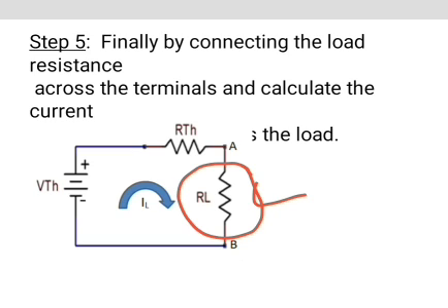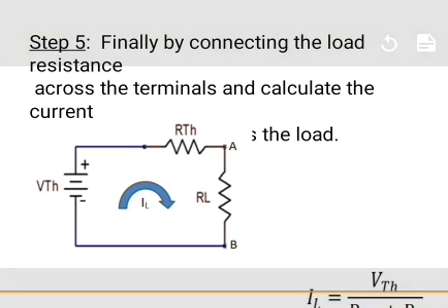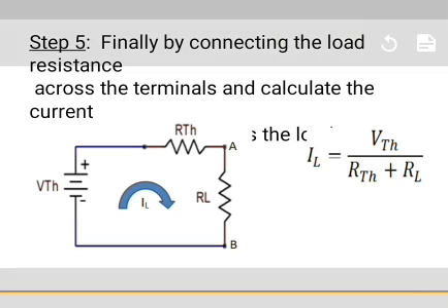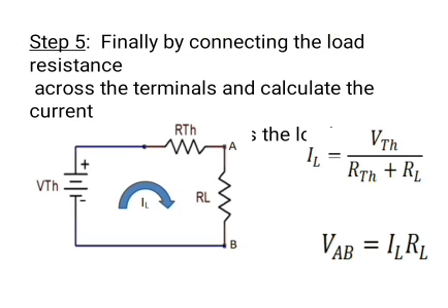That means IL. IL equals VTH divided by RTH plus RL, that means the total resistance RTH plus RL. Like this, we can calculate the load current. And also, we can calculate the voltage across A and B. So, VAB equals IL into RL.